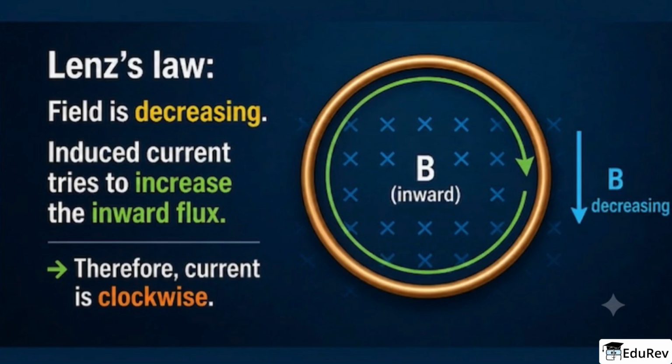By Lenz's law, the field was decreasing. So the induced current tries to increase the inward flux. Therefore, the current is anti-clockwise.